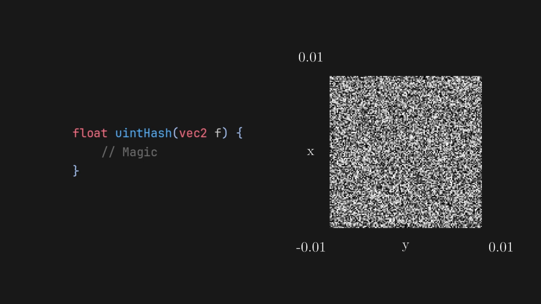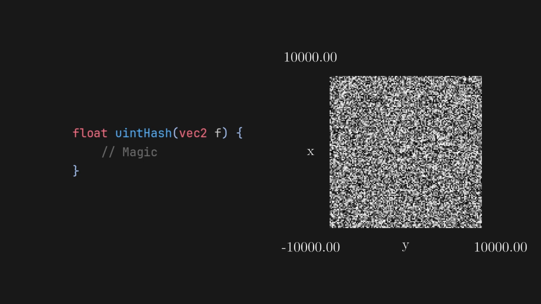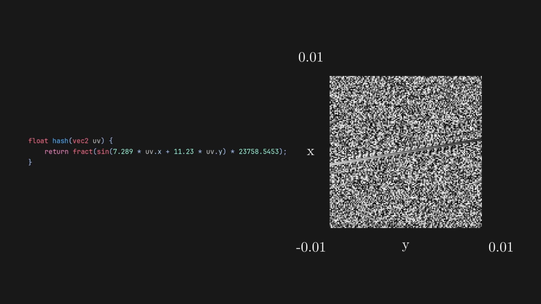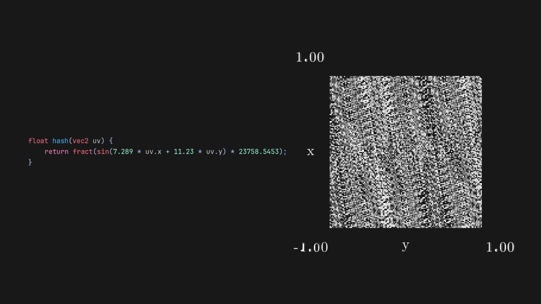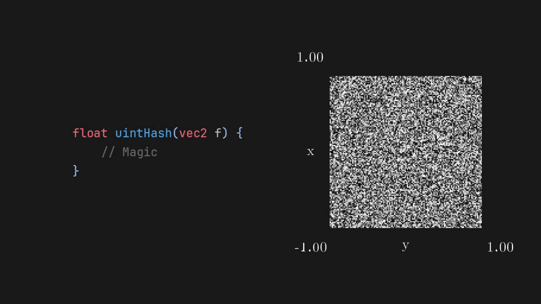In this video, I'll show you something better, a hash that works across the full range of float inputs, about 90 orders of magnitude, compared to 5 or so of Sine hash, stays consistent across GPUs, and avoids visible artifacts, all without floating point math or texture lookups.